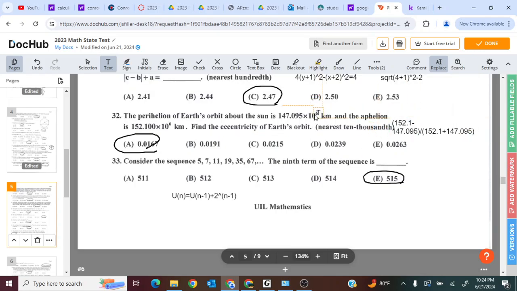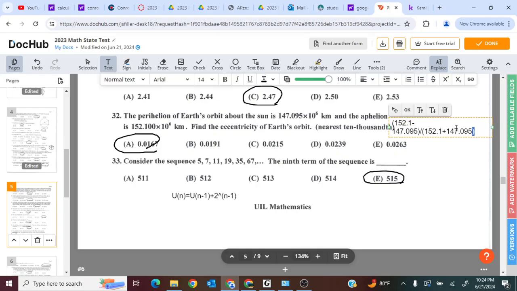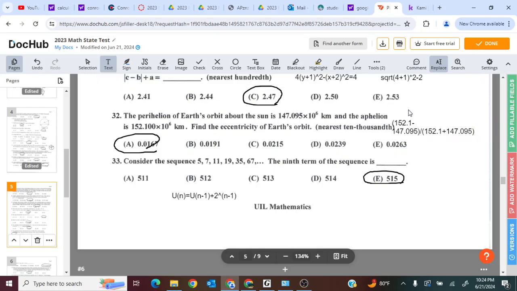But you can ignore the 10 to the power of 6 because you're multiplying by it and then dividing by it. That'll help you speed up your typing. Do that, you get 0.0167.